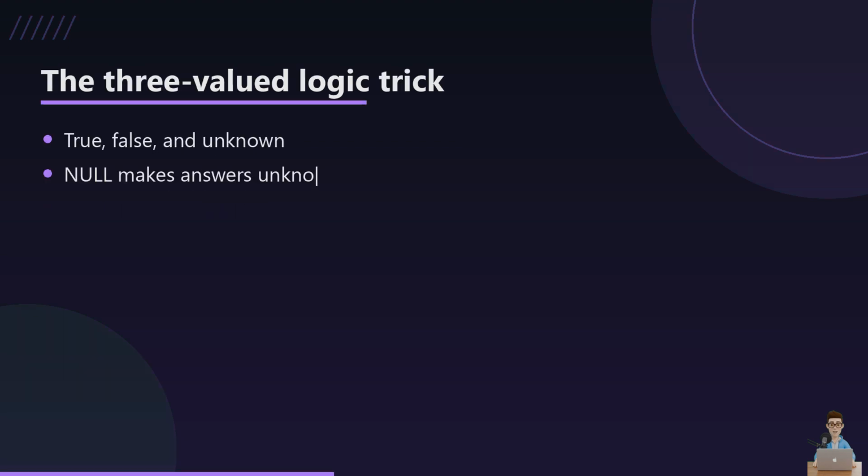Normal life is yes or no. SQL adds a third answer, unknown. Here's the trick. Anytime you compare something to NULL, the result isn't true or false, it's unknown. And WHERE only keeps rows that are true, so unknown rows quietly vanish. That single fact explains almost every NULL surprise.